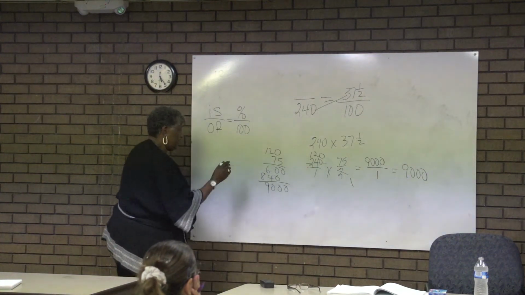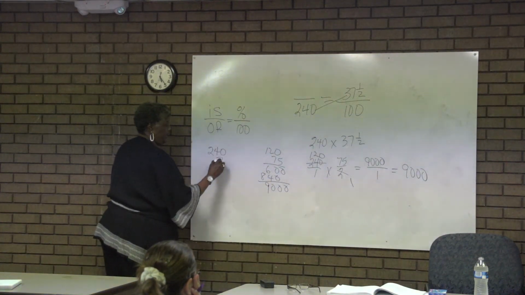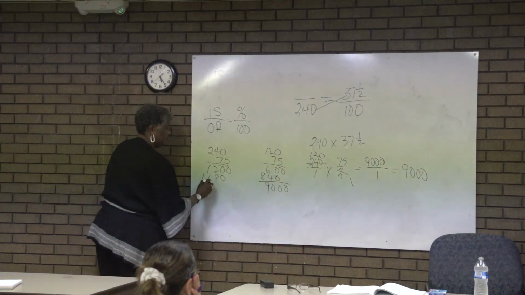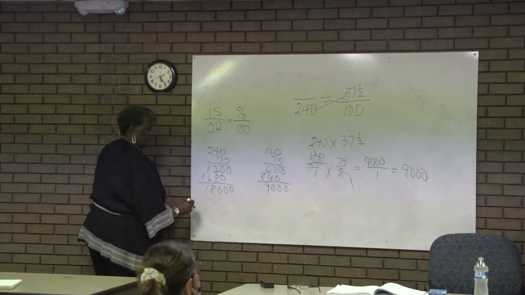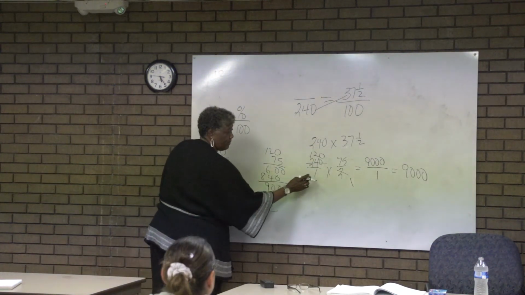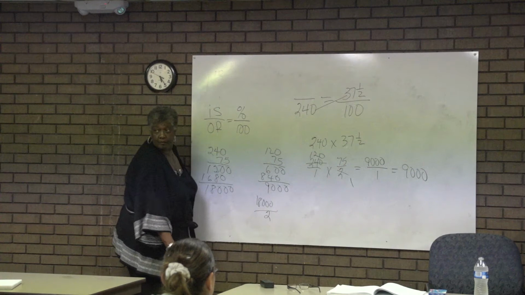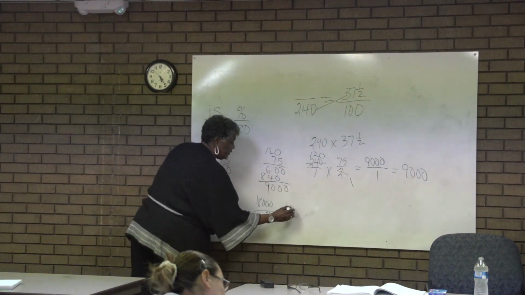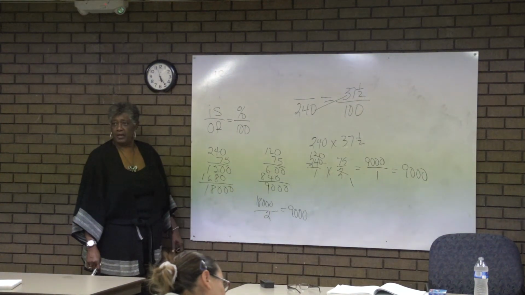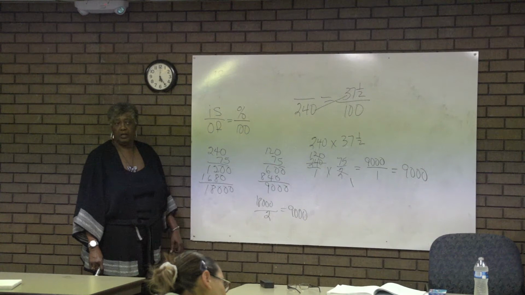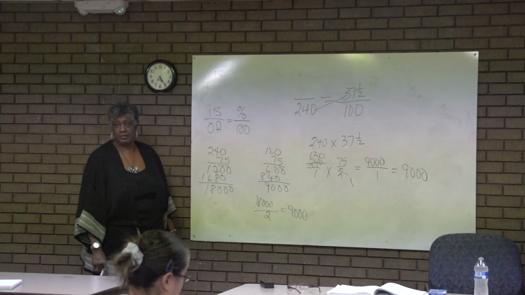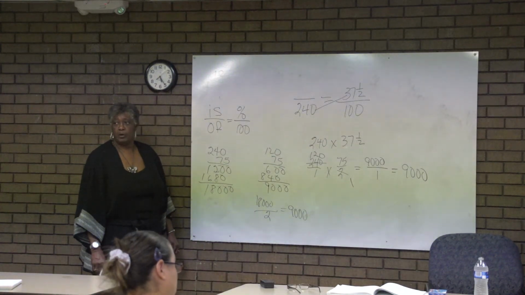Okay? If I could not cancel, I'd still multiply top times top. Bottom times bottom. Simplify it. You still get your 9,000. So don't worry about the canceling. If that confused you, just leave it alone. You never have to cancel. It just makes it easier sometimes to do that, because the number then is smaller.